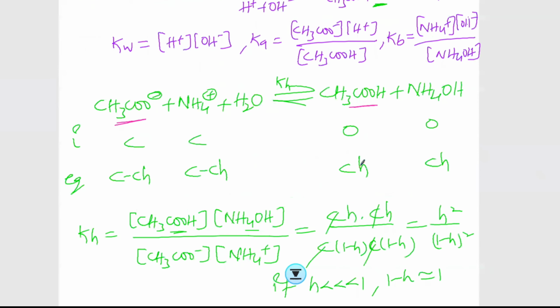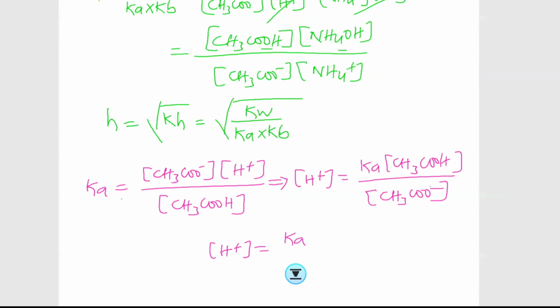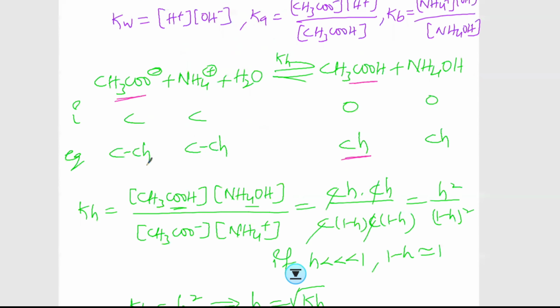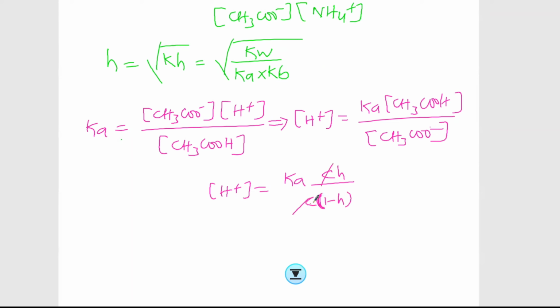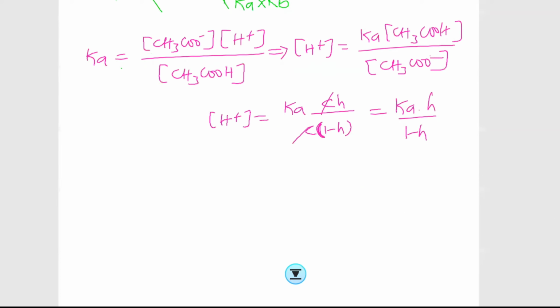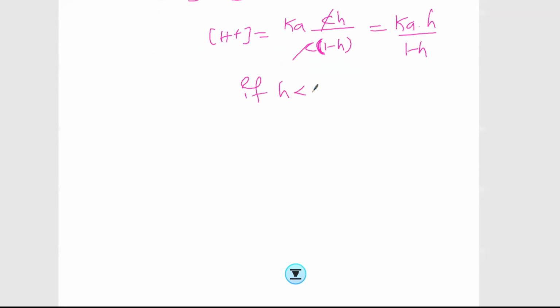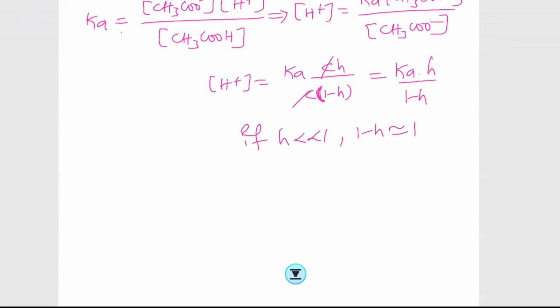So concentration of H plus is equal to Ka into the concentration of acetic acid, which is Ch, and the concentration of acetate, which is C minus Ch. So Ch by C minus Ch. This could be equal to Ch by C common 1 minus h. C, C gets cancelled. This will be equal to Ka into h by 1 minus h. If h is less than 1, then 1 minus h is nearly equal to 1. That is, if the degree of hydrolysis is very small, we can neglect the h value, so 1 minus h is nearly equal to 1.